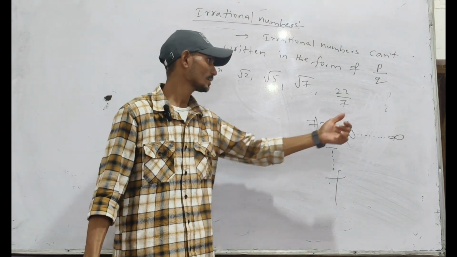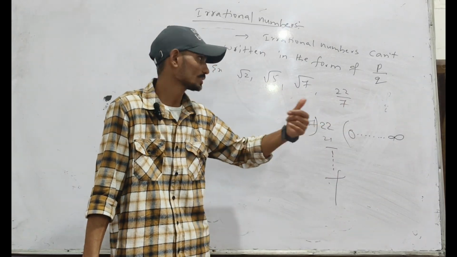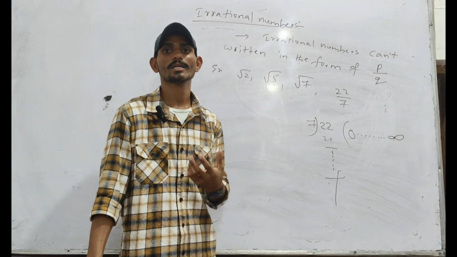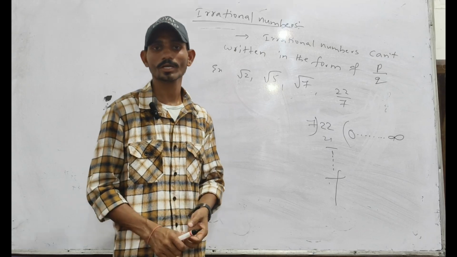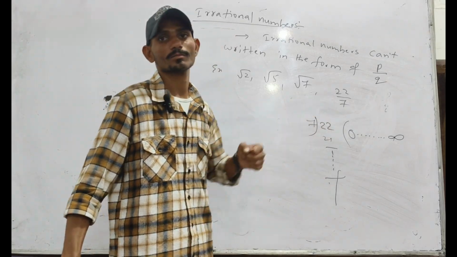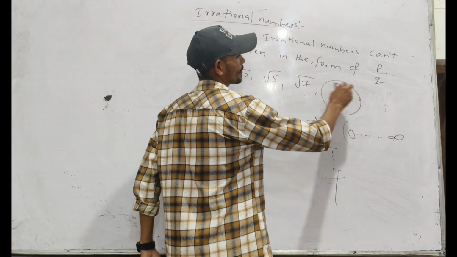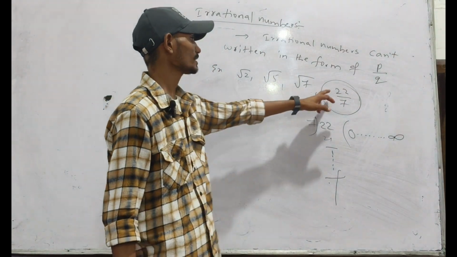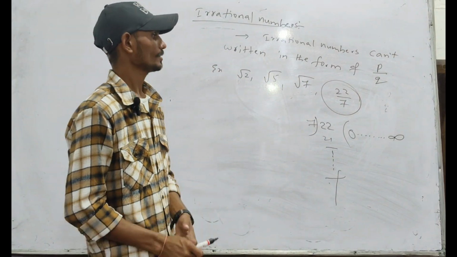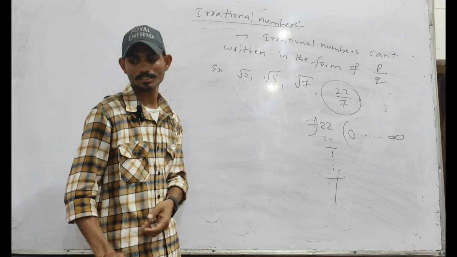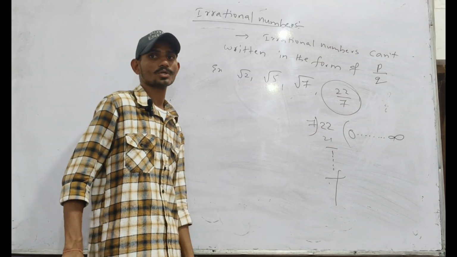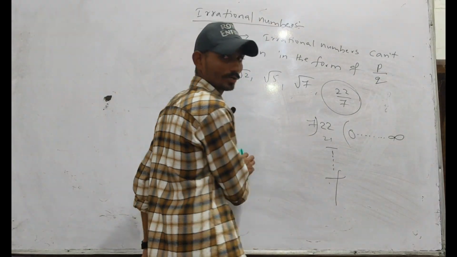In further classes I will give a brief introduction about non-terminating and non-repeating terms. Okay. Then 22 by 7 also becomes an irrational number, not a rational number. That is in the form of p by q form, but it is an irrational number. I will explain in further classes how 22 by 7 becomes an irrational number. Okay.